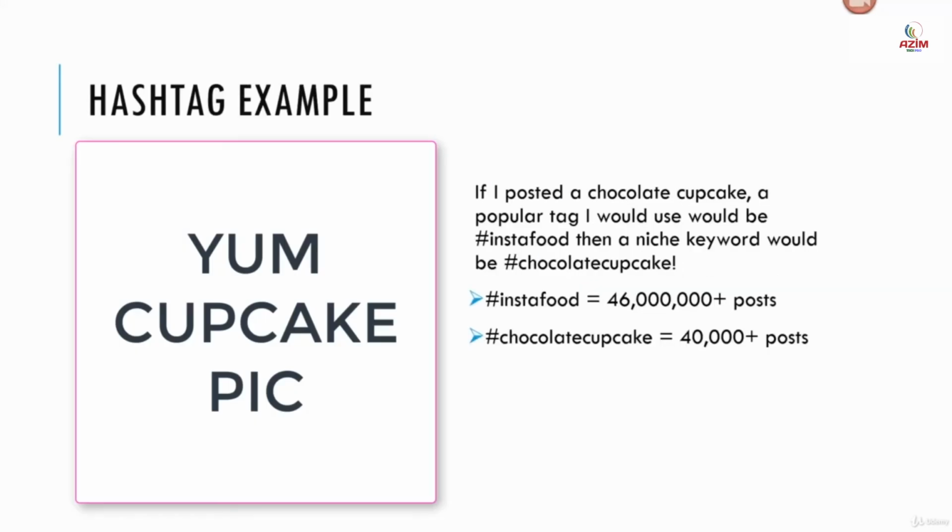So as an example, if I posted a chocolate cupcake, a popular tag I would use would be hashtag instafood. Then a niche keyword I would use is hashtag chocolate cupcake. So as you can see, instafood has 46 million plus posts with that hashtag. For hashtag chocolate cupcake, there's only 40,000 posts. So that's a lot more niche. Instafood, I'm going to be targeting just the broad people who want to see different recipes, different food items. But with the chocolate cupcake, I'm targeting really specific people that love chocolate cupcakes.